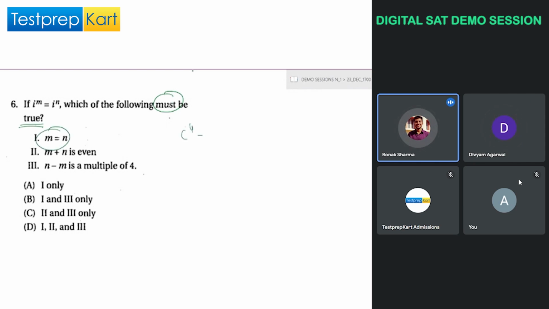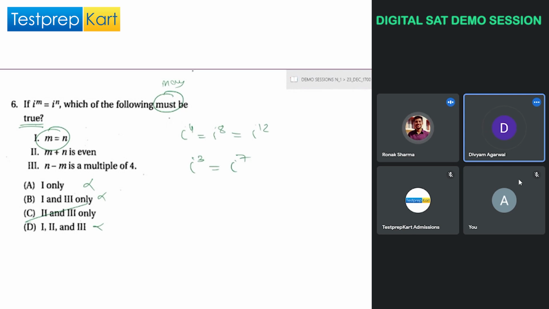No, sir, because iota power 4 is iota power 8, or iota power 12 like that, or iota cube is iota power 7 like that. So it is not necessary. If there had been maybe, then for sure we would have accepted that. So the moment you reject it, only your answer C is left. Now we can discuss this, but it is very simple.